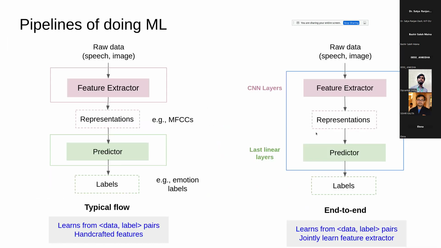Now, while doing machine learning, what is the typical pipeline? For example, this is the raw data: a raw speech signal, image data, video data, or text data. Then you use some kind of feature extractor. In our case, for speech it is MFCC. Kindly stop me if you want to ask anything.